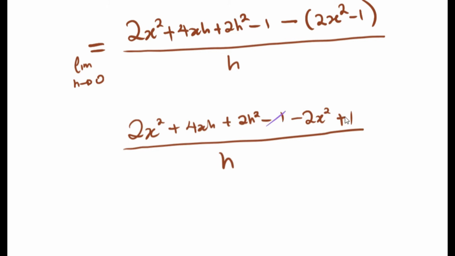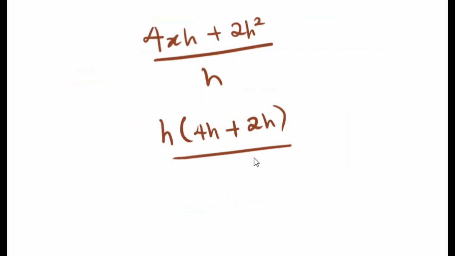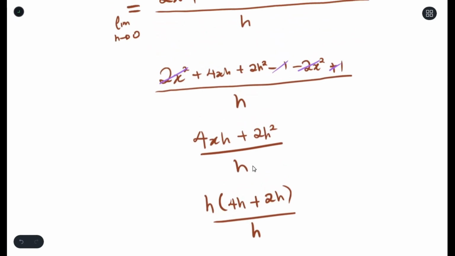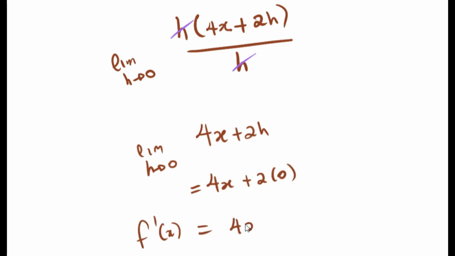you have negative 1 plus 1, which is 0, 2x squared minus 2x squared, which is also 0. Then what you would have left is, then you can bring out the value for h. And don't forget to keep writing your limit. I kind of forgot my limit over here. It has to be consistent, right? For every single step, try as much as possible to write the limit until you finally use it. So f prime x would just be equal to 4x, and that's it.